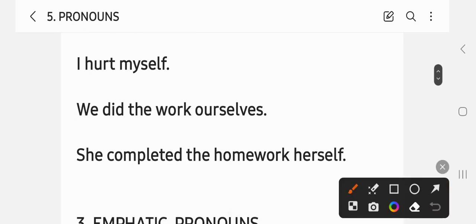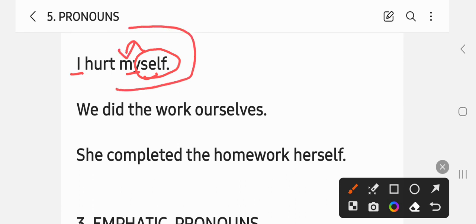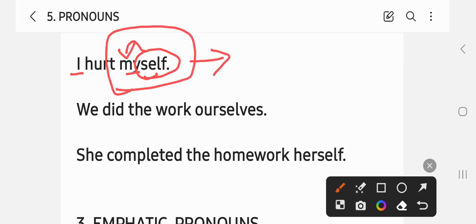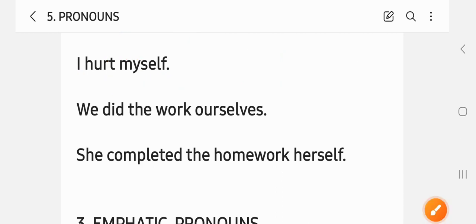I hurt myself. If you have a look at this, here we have a personal pronoun I. We have another personal pronoun my. But when the word self is added to any of the personal pronouns, the whole thing becomes a reflexive pronoun. It reflects back. Hope it's clear.